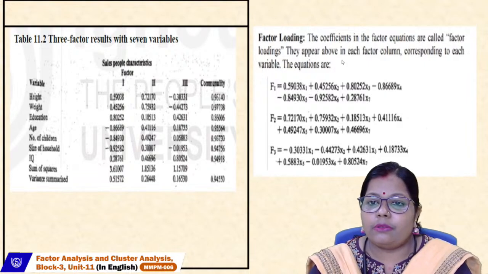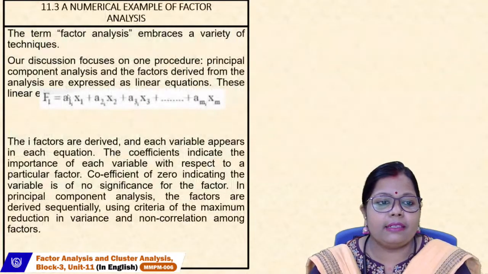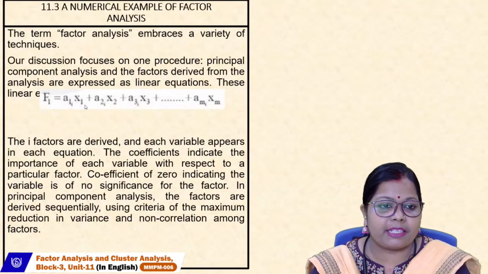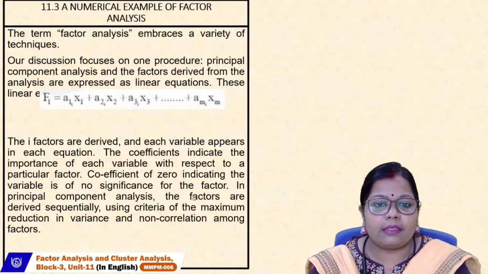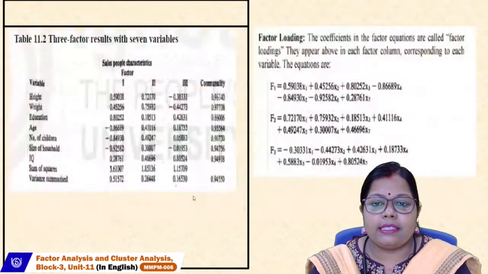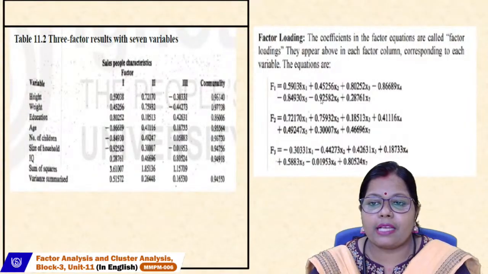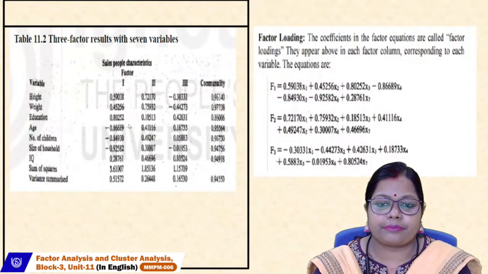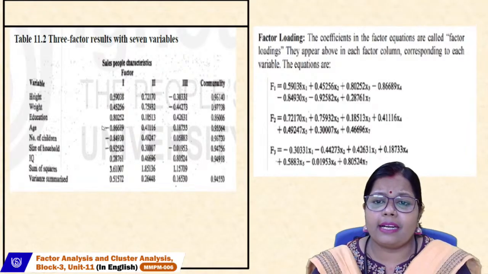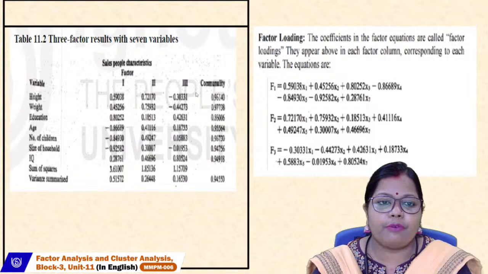Coming to the equation of factor analysis, as we have cited here, F1 is equal to some coefficient with the respective variable, and in the same way up to the end term of the variable. The same question we have repeated here, as we have three variables, so three factor analysis values we have calculated. So let us suppose for F1.